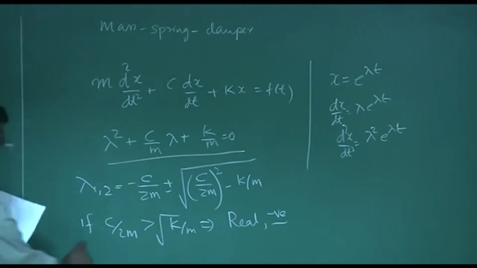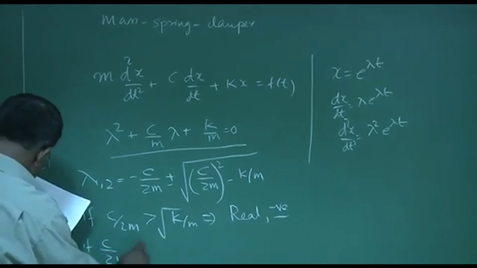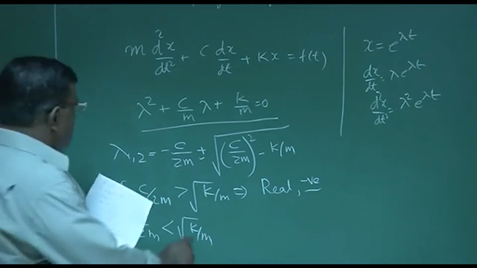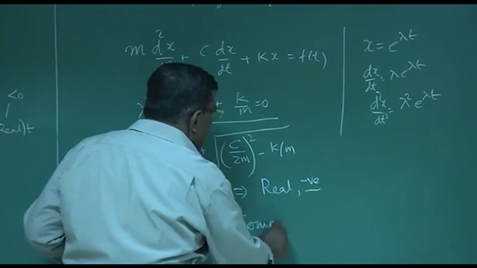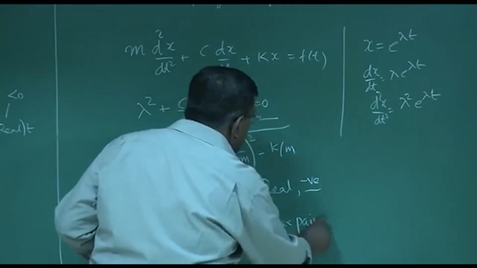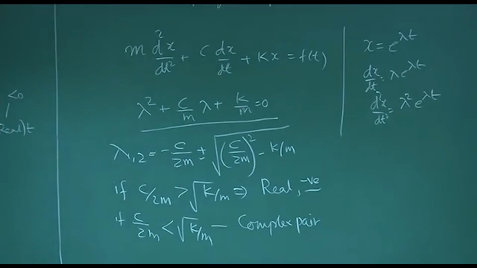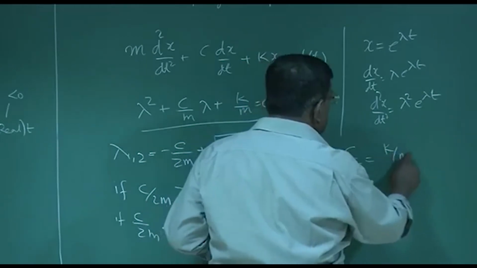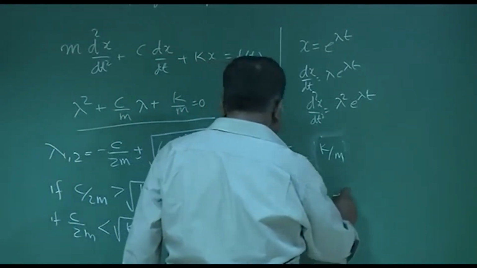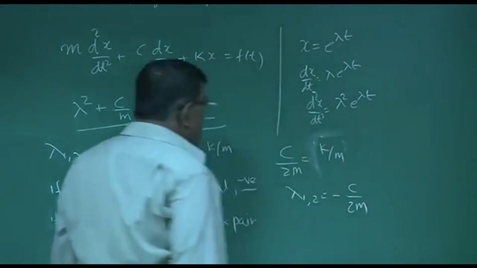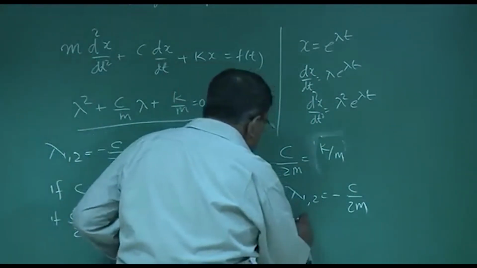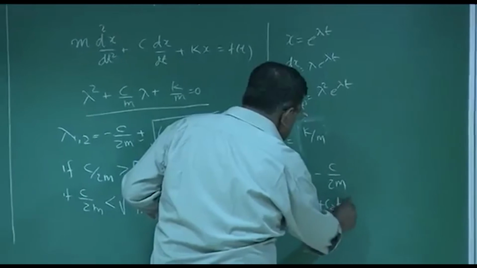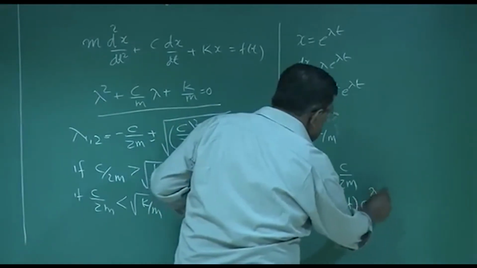And if c by 2m is less than under root k by m, then what happens? Then you get a complex conjugate pair. And of course, a natural question comes to our mind: what happens if c by 2m is equal to under root k by m? Then lambda 1 and 2 is minus c by 2m, and the solution for this case will be x of t equal to (C1 plus C2 t) e to the power lambda t.